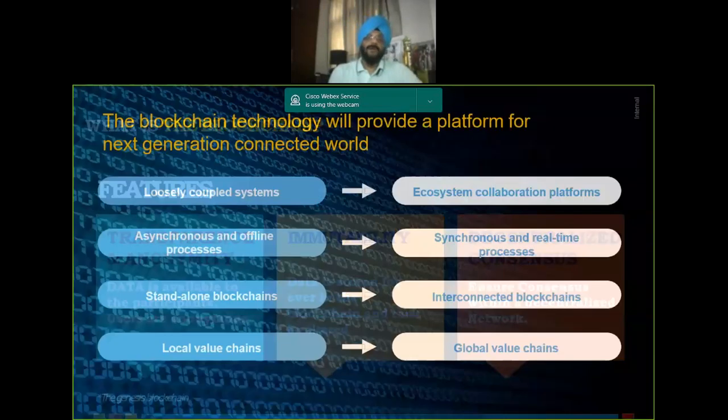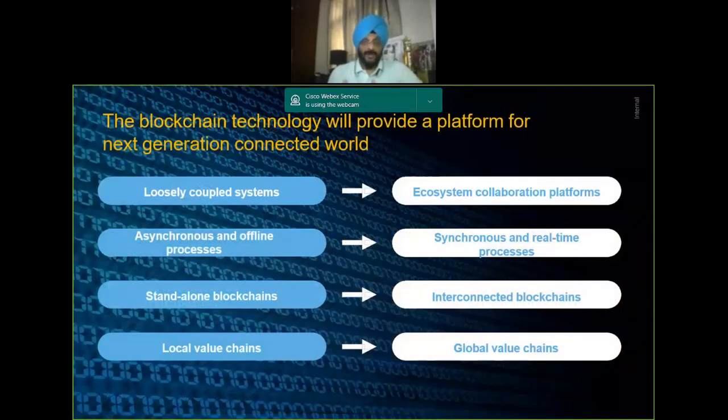So what it gives you for the next generation of connected world is an ecosystem of a collaborative platform. It gives you synchronous and real-time processes. It gives you interconnected blockchains, and it gives you global value chains. So it's an advantage over loosely coupled, asynchronous, offline systems, standalone blockchains or local value chains. It's giving advantage over all of them.